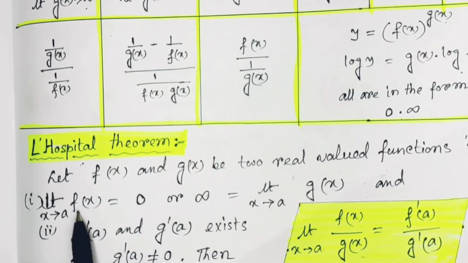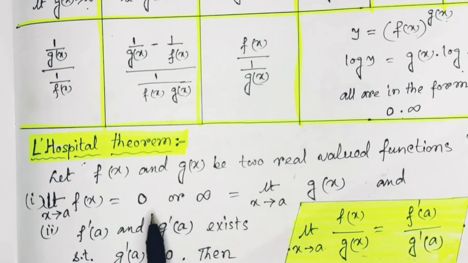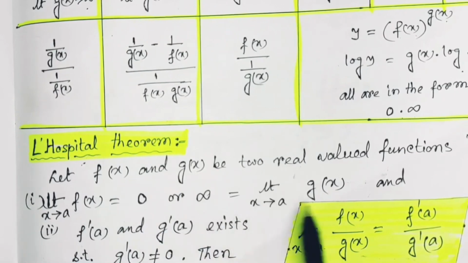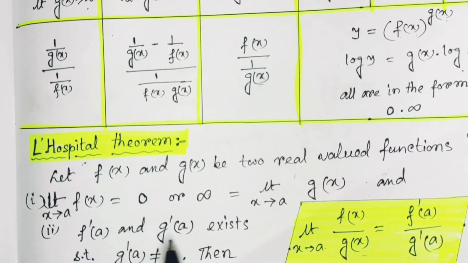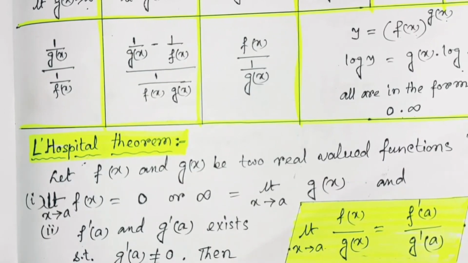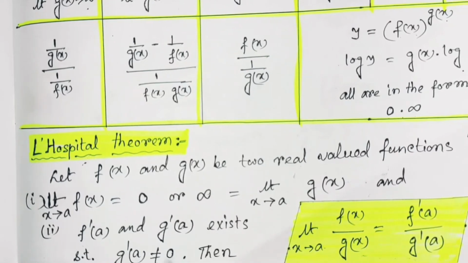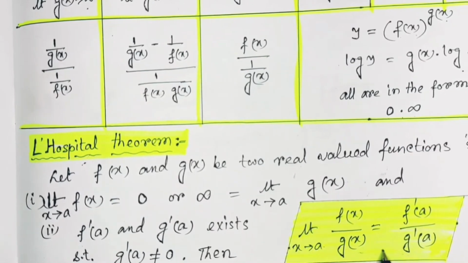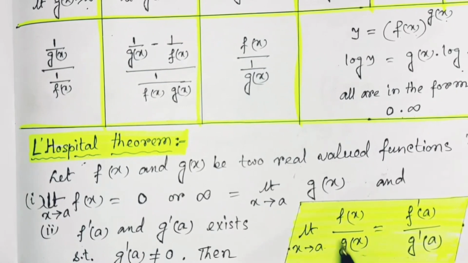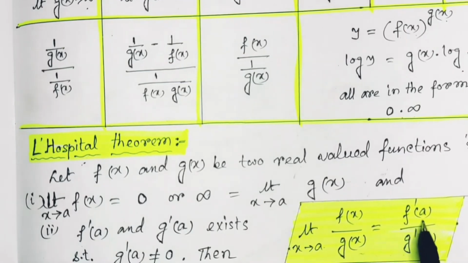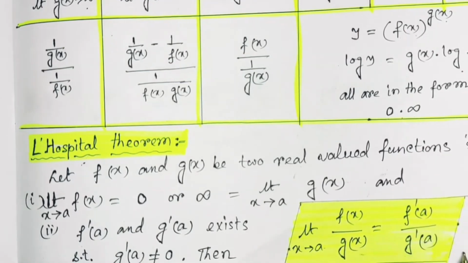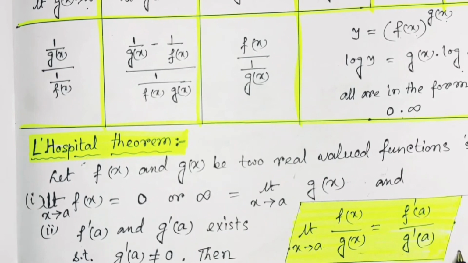That means if f(x) is equal to 0, then g(x) is also 0, and if f(x) tends to infinity, then g(x) should tend to infinity. And the derivatives of these functions at this point, that is f'(a) and similarly g'(a), both should exist, where definitely g'(a) is not equal to 0. If it is so, then the limit as x tends to a of f(x) by g(x) should be equal to f'(a) divided by g'(a). That means it is very simple.